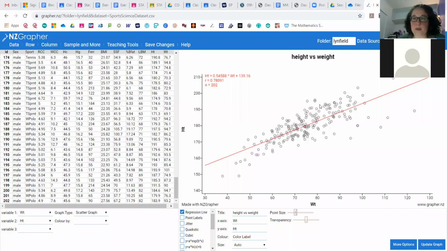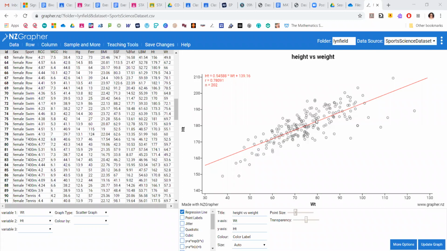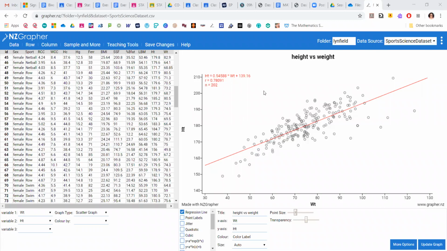Okay, so the next part that we want to look at, and I will stop so you can look that I've gone back into NZ Grapher. And then I'll reshare it with you. Let's have a look. There we go. So the next part we want to do is we want to split the graph. Okay, so this is an excellence skill.